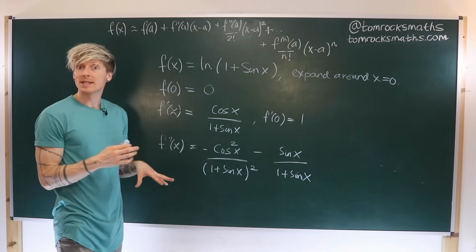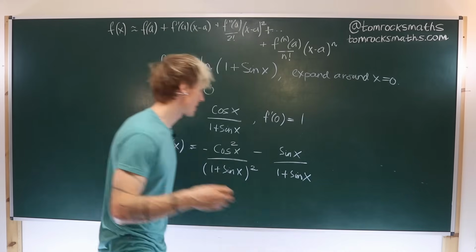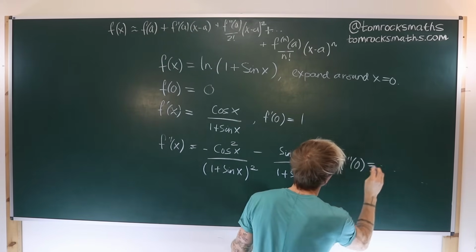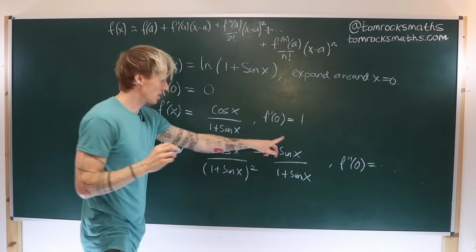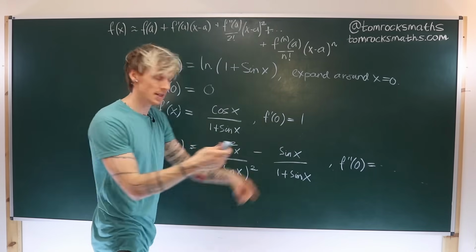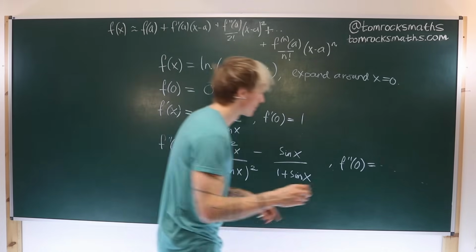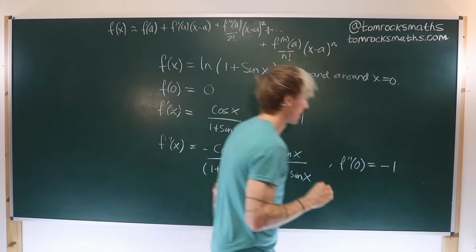Now I want to know this at x equals 0. So again, I plug that in, f double prime of 0. What we're going to get is this term disappears because sine of 0 is 0, so that whole thing vanishes, and this is going to be minus 1. So that's just minus 1.